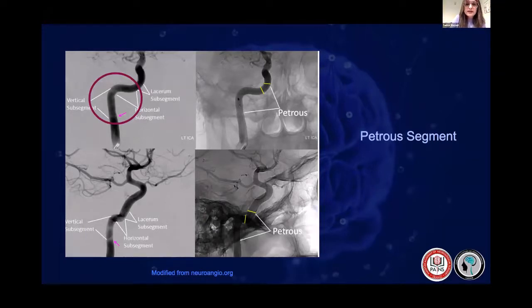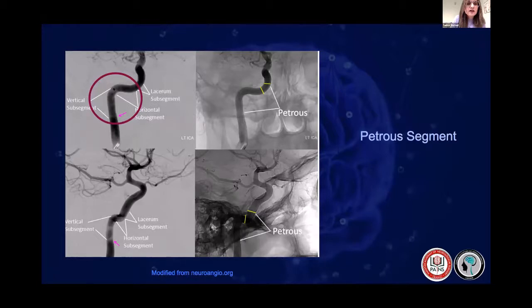The Petrous segment is vertical and then horizontal. You just have to remember this, that this is the Petrous segment. So it's the cervical segment, then the vertical, and then the horizontal. Again, this is vertical and this is the horizontal.